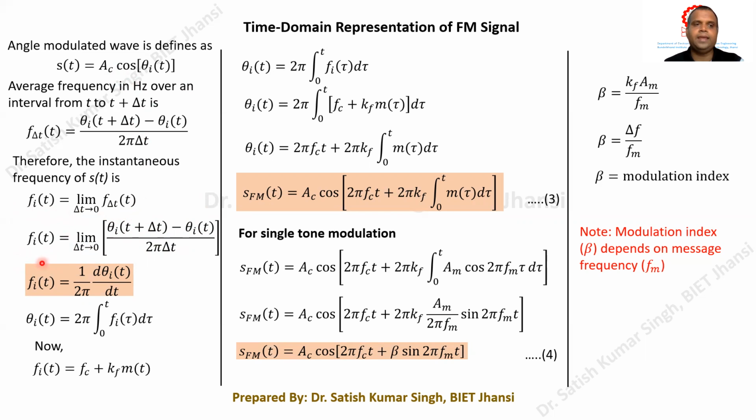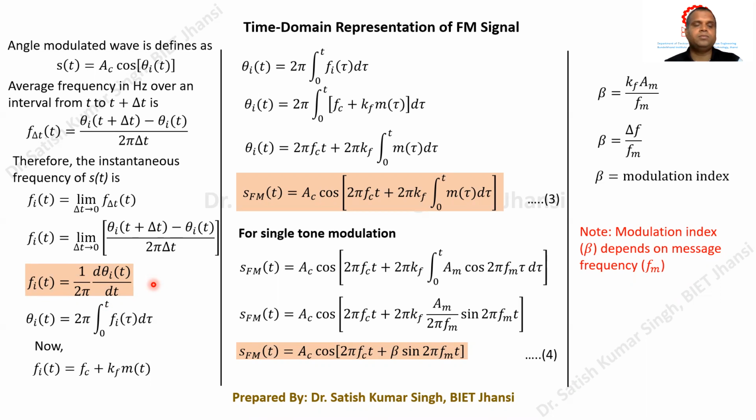So the instantaneous frequency f_i(t) can be written as 1 upon 2 pi, which is the constant term, times the time derivative of the instantaneous angle theta i(t), that is, d theta i(t) upon dt. That will be our instantaneous frequency.